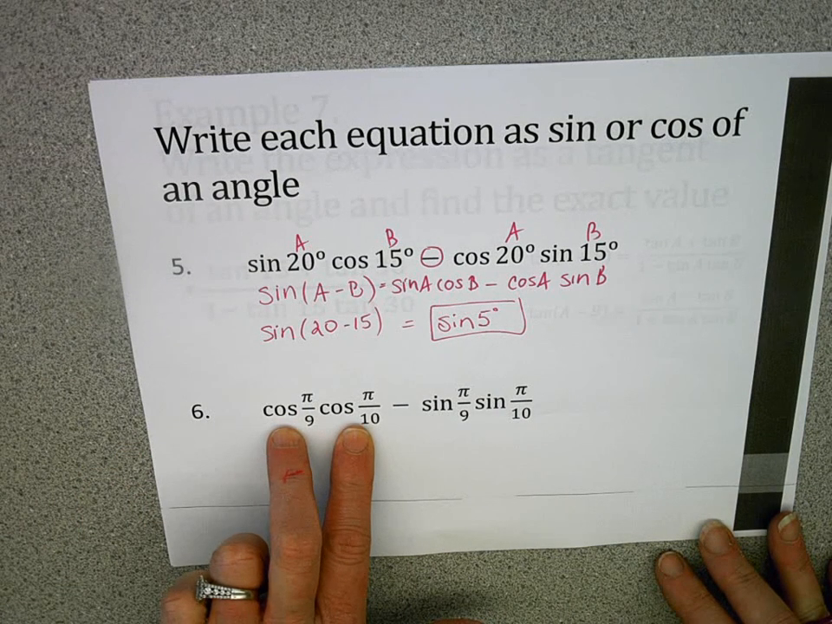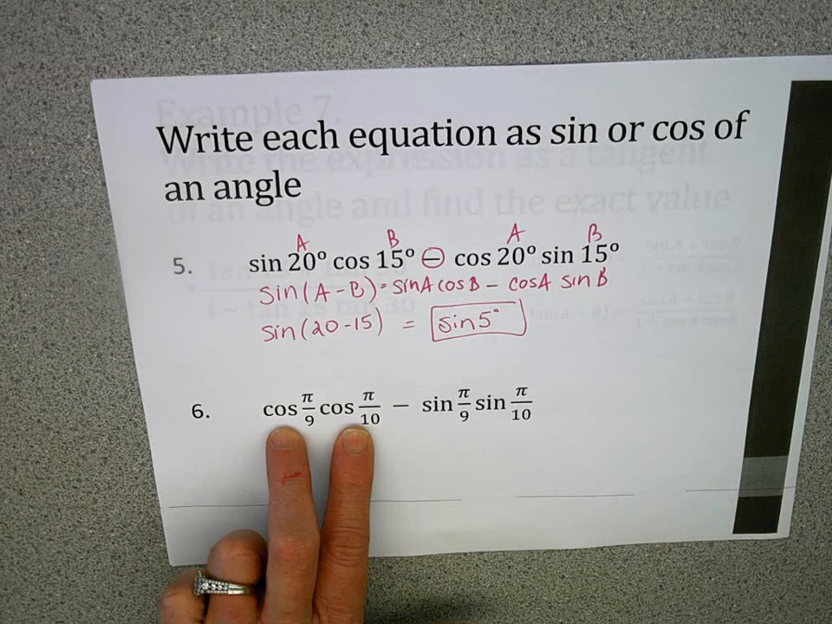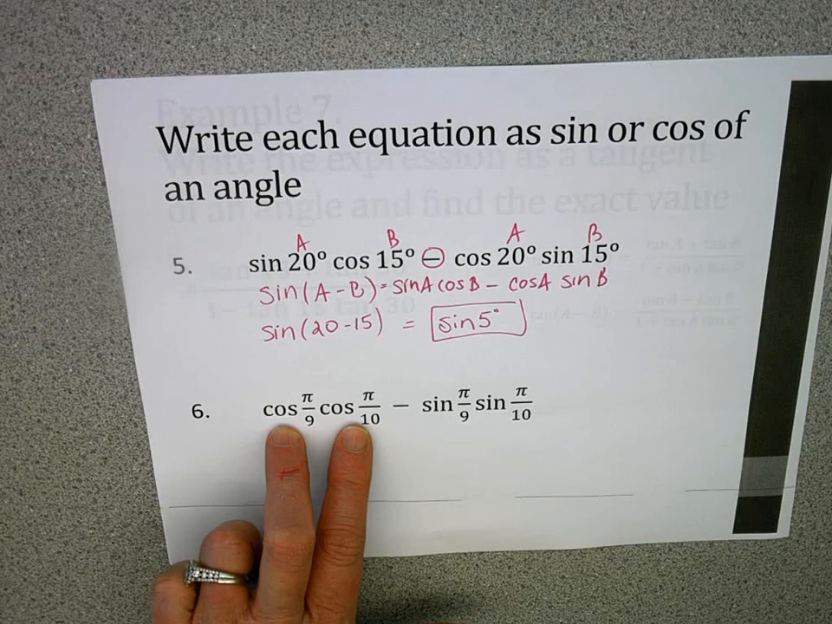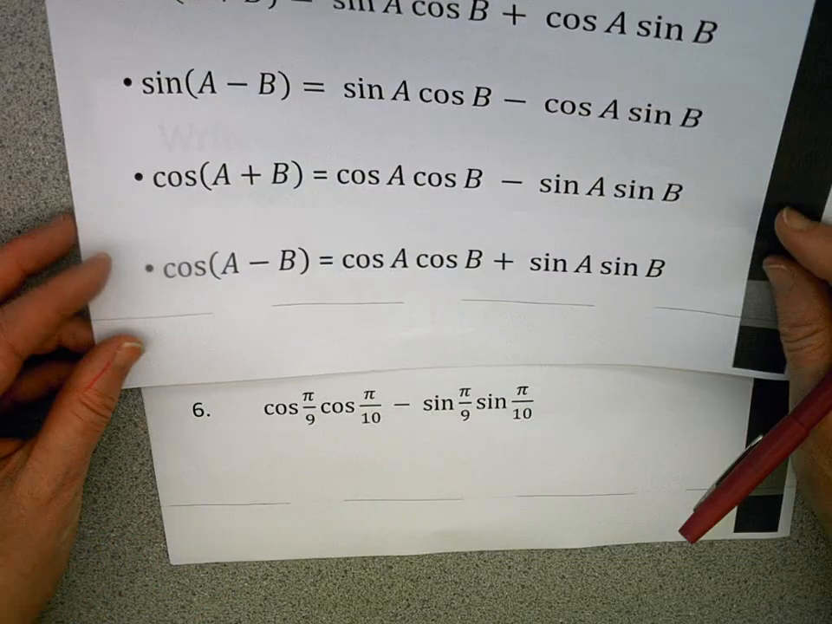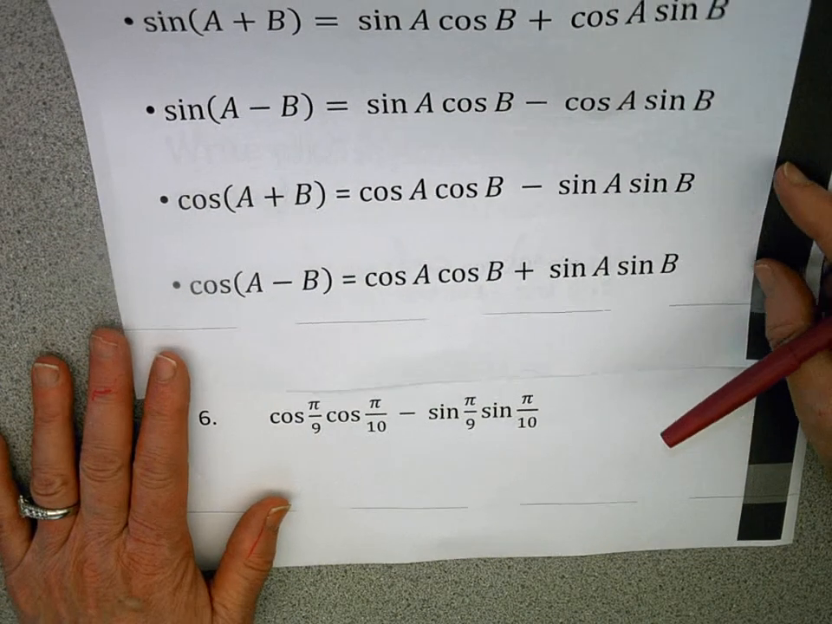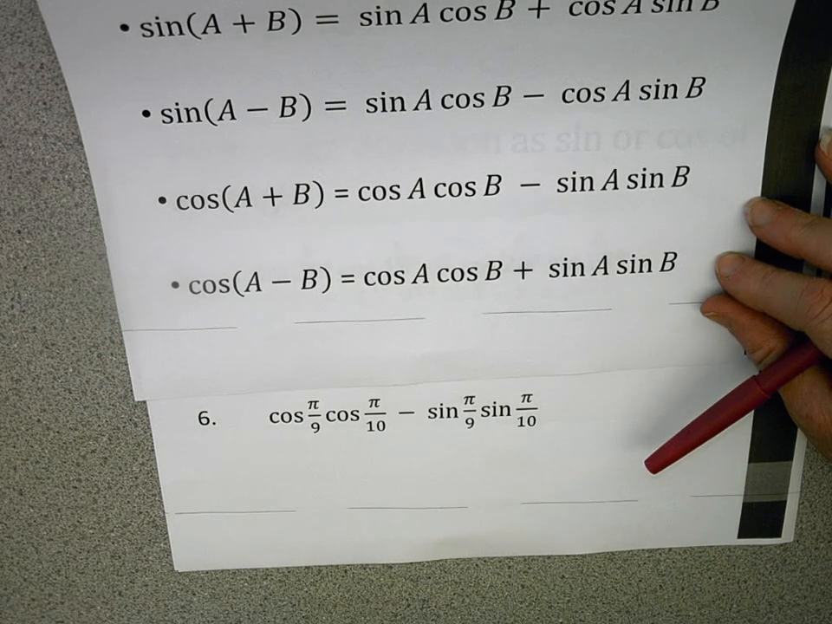Okay, don't get caught up in this. The radians aren't going to matter, other than we're going to have to add the fractions together or subtract the fractions. Okay. Again, first identify, is it a cosine formula or sine, and is it a plus or minus? So again, just looking at this right here.